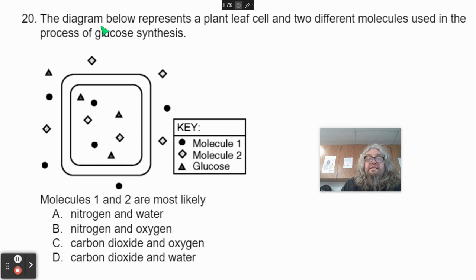Number 20, the diagram below represents a plant leaf cell and two different molecules used in the process of glucose synthesis. Molecule 1, molecule 2, and in glucose is the triangles. Molecules 1 and 2 are most likely A, nitrogen and water, B, nitrogen and oxygen, C, carbon dioxide and oxygen, D, carbon dioxide and water.